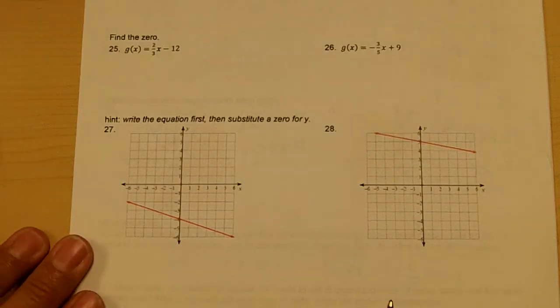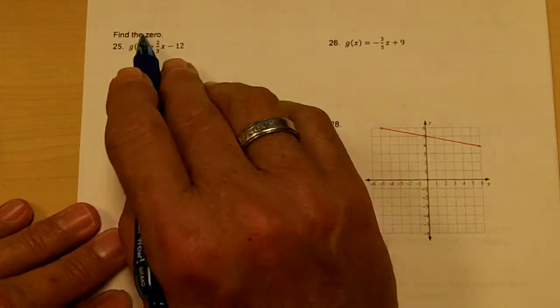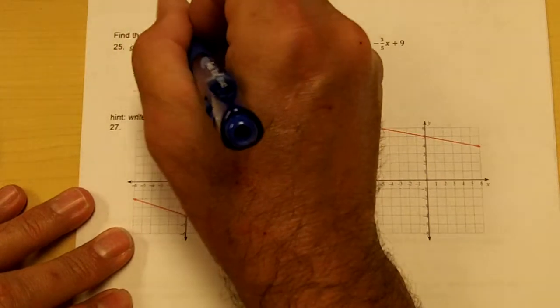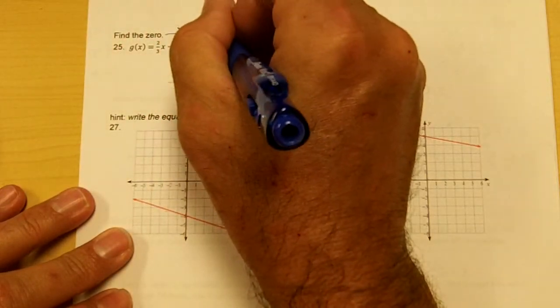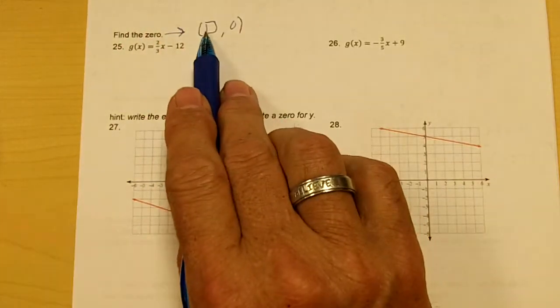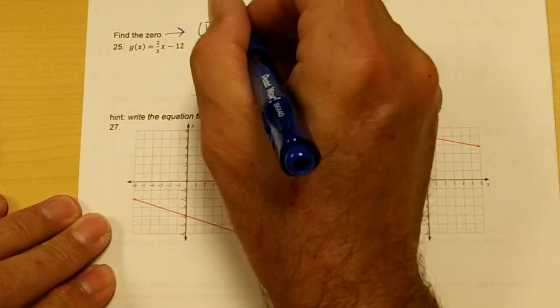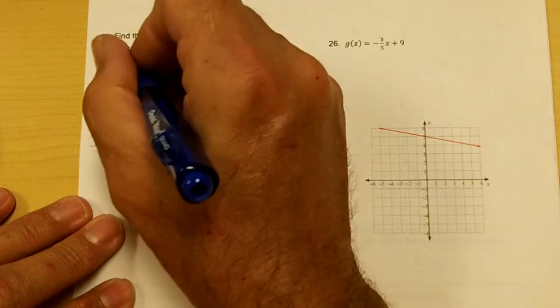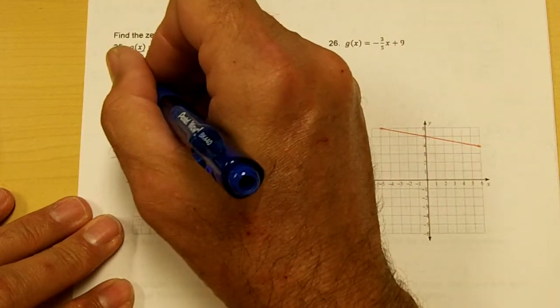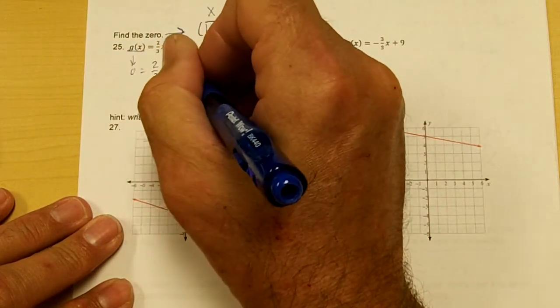Okay, we're going to do the last four together. These are pretty simple. We need to find the zero. Remember, your zero is going to be a number that generates zero. So you want to find the x that gives you a zero. This is your x, this is your y. So we're going to replace the y with 0 and solve it for x.